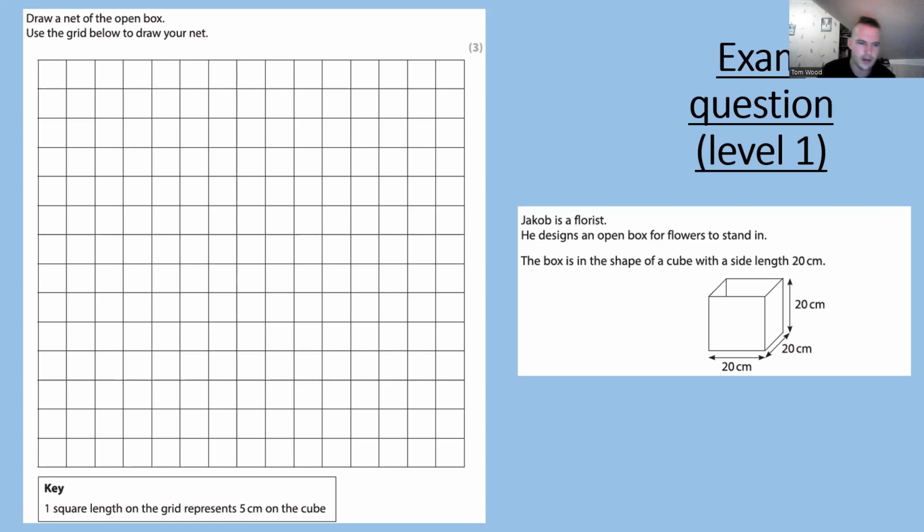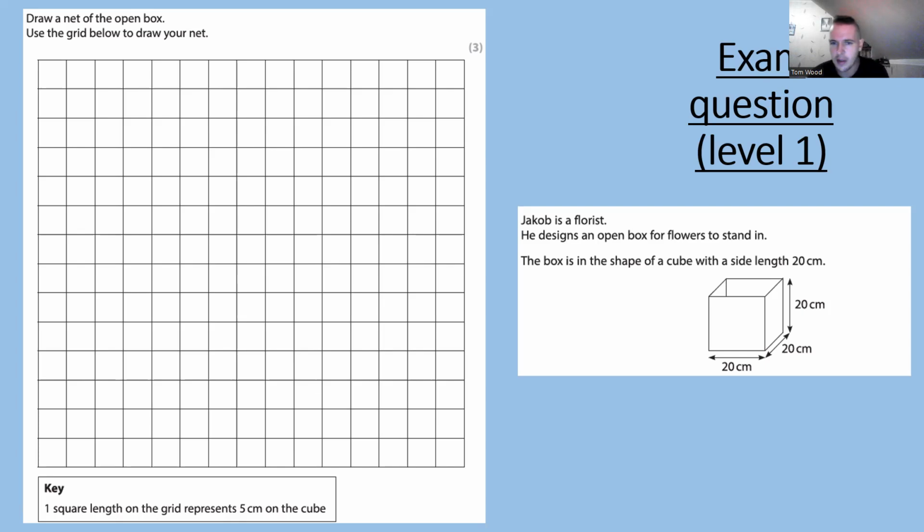So the scale factor there is 1 square represents 5 centimeters. If you're following that scale, we're going to get some potential marks. We can see it's a 3-mark question, so we can roughly gauge where we're going to get these marks. Sticking to the scale is going to get us a mark. This is quite a nice one because even if there's a little bit of an error at the end, you'll probably still get 2 of the marks. They do tend to be quite generous with these questions.